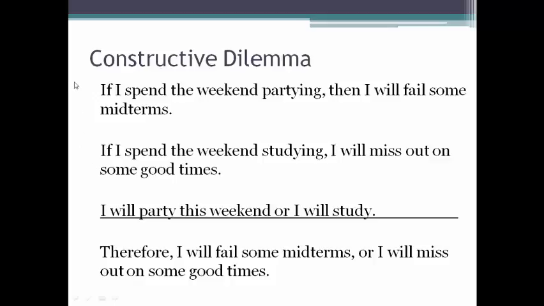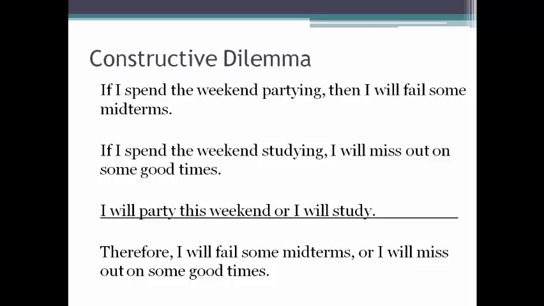Our first premise: if I spend the weekend partying, then I will fail some midterms. So we've got our standard if-then relationship, where if you do the one thing, spend the weekend partying, then something else will follow as the consequence: you'll fail some exams. Second premise: if I spend the weekend studying, so a different activity you could do this weekend, partying versus studying, then I will miss out on some good times. Third premise: I will party this weekend or I will study.